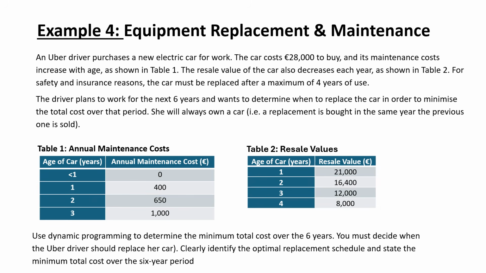Use dynamic programming to determine the minimum total cost over the 6 years. You must decide when the Uber driver should replace her car, clearly identify the optimal replacement schedule, and state the minimum cost over a 6-year period. So this is one of the types of questions students struggle with the most, and often it's because of how they think about this question.